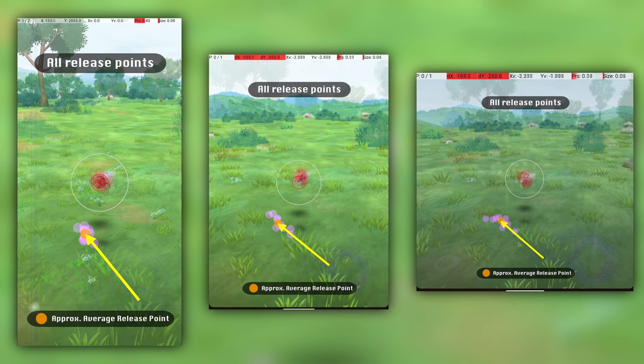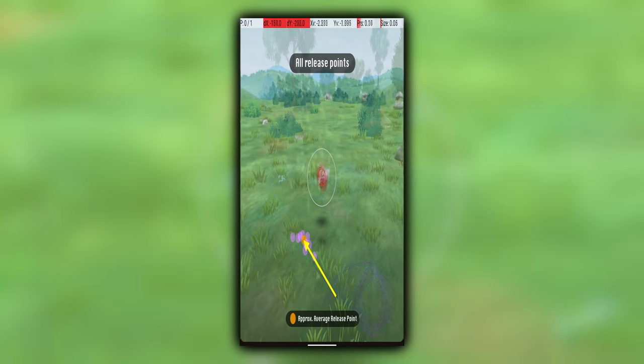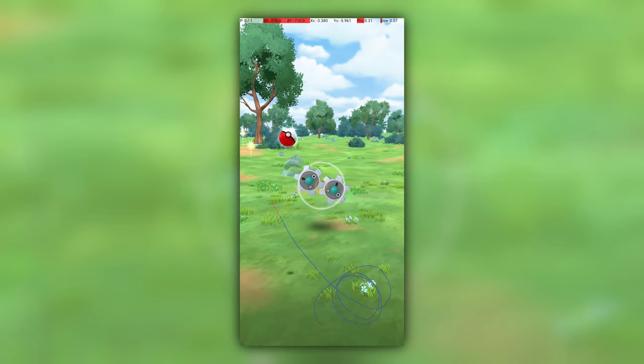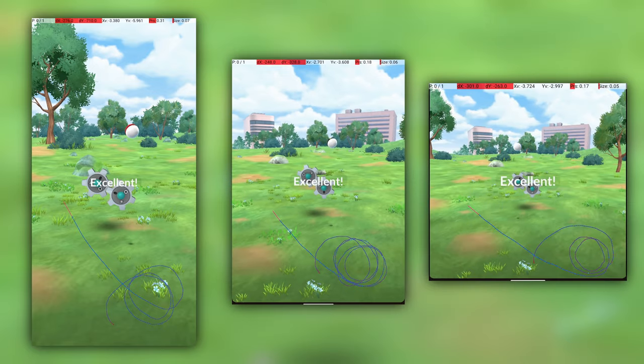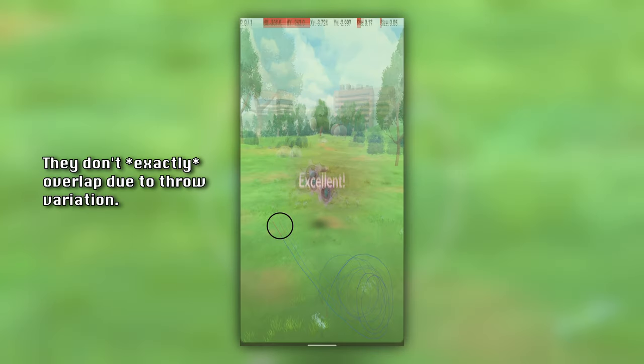But if we squish all three to be the same aspect ratio, we see the reality. The excellent throw release points for all three are the same cluster, when normalized to the same screen size. That is, a wider screen requires you to throw farther to the left for the same result. This means that the extra space is an illusion.